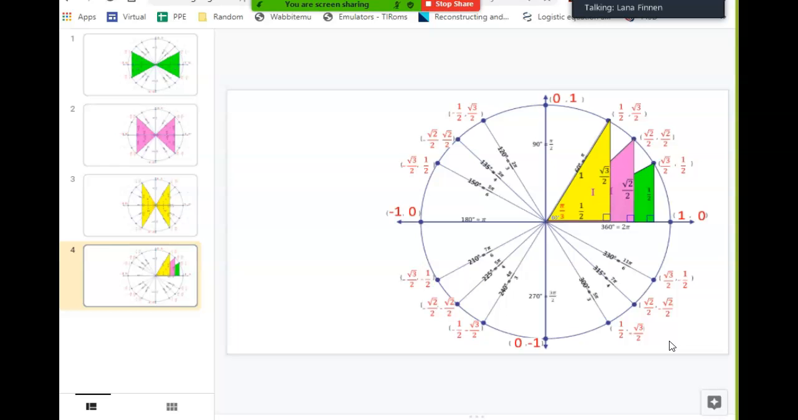I know the dragging and dropping is tedious. This is the last time you'll have to drag and drop all these numbers. I just couldn't find an easy way for everybody to be able to write on this. So you'll get there. It's all good.